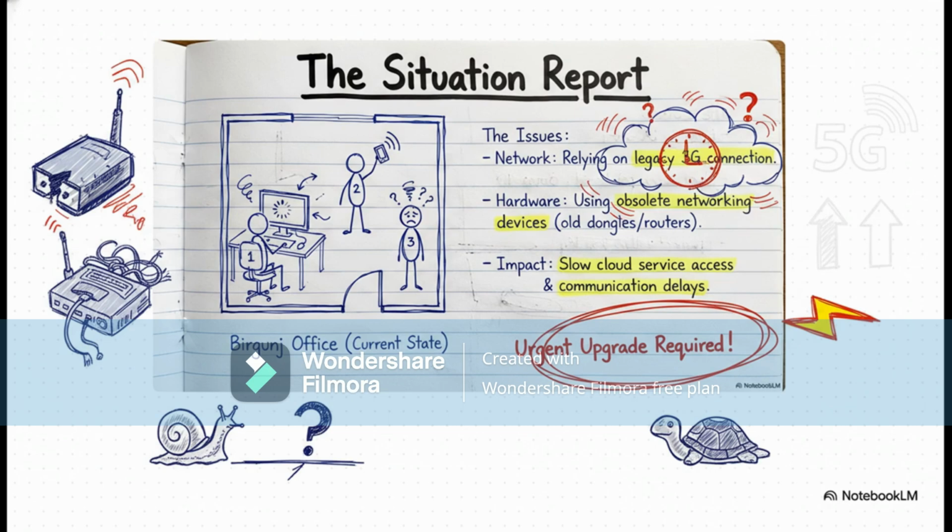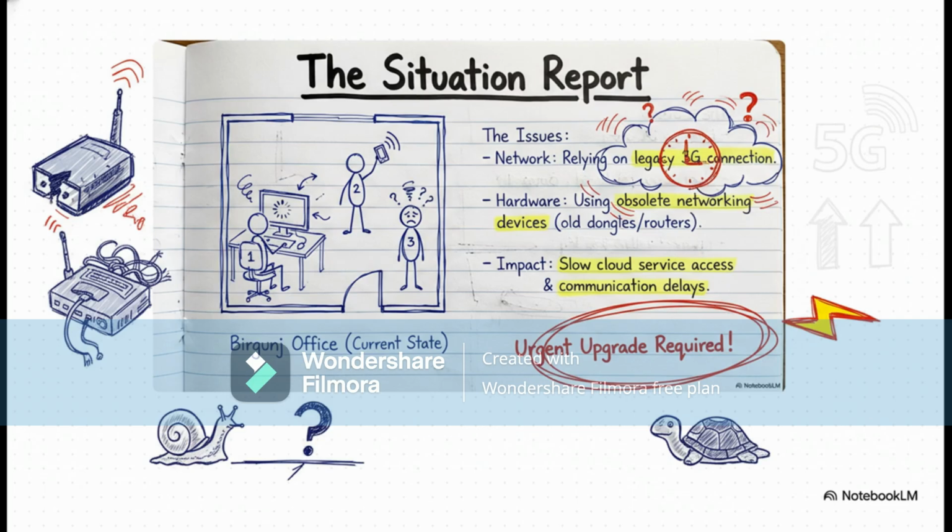So let's meet the team at the Burgunge office. They were dealing with some major headaches. I mean, just try to imagine getting your work done when you're stuck on an ancient 3G network, using old hardware like these slow USB dongles and outdated routers. The impact was huge. Communication was always delayed, and trying to pull files from the cloud was just painfully slow.